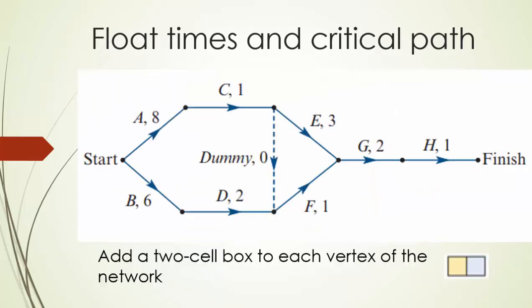Now, looking at the same graph again, we can actually calculate float times and demonstrate the critical path by doing the following. You add a 2-cell box to each vertex of the network. That's to each vertex, including the start and the finish. So I'm going to do that here. It's got to be big enough to write a number in each half.